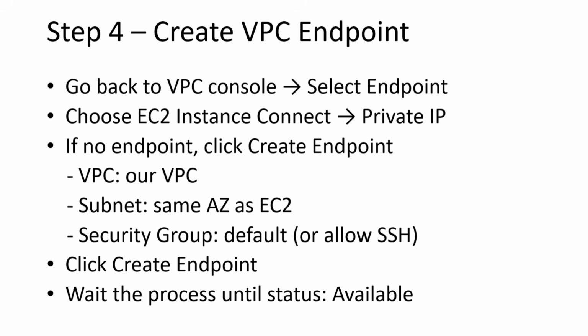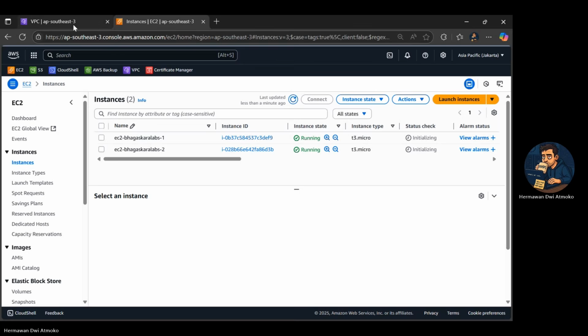By attaching this endpoint to the same subnet and security group as our EC2 instances, we're ensuring traffic flows privately without ever touching the outside world. In this step, we'll set up the endpoint and make sure it's available, unlocking a secure path to both of our instances.